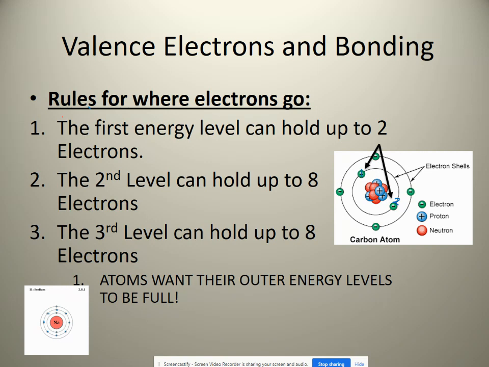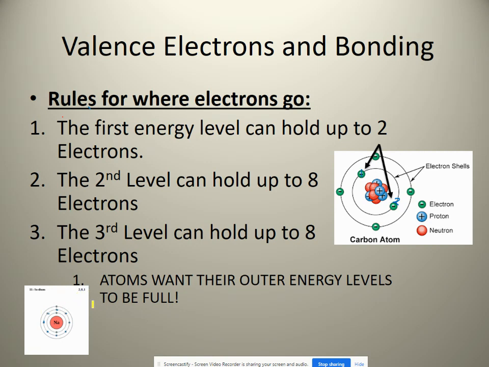The big thing I want you to get out of this is atoms want their outer energy levels to be full. Sodium here is very upset. It only has 1 electron here. It does not want to have 1 electron there. It would rather be at this state where there are 8 nice full electrons. So sodium really wants to give away an electron, okay? Really wants to give away an electron.